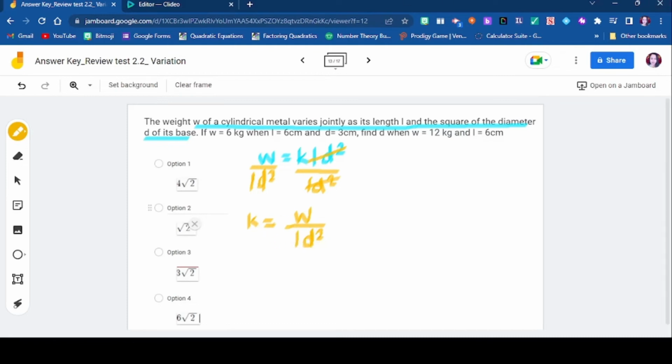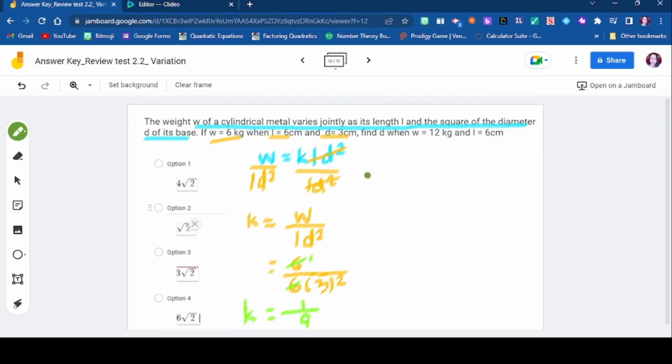So let us substitute the given. That will be our W is 6 kilogram. So write 6 and our length is 6. Then our D is 3 centimeter. It says here square. So as you can see, we can use divisibility rule here. 6 and 6 will be cancelled, and what is left is 1. So what's left in the numerator part is 1. 3 squared is equivalent to 9. So therefore, our k is 1 over 9.